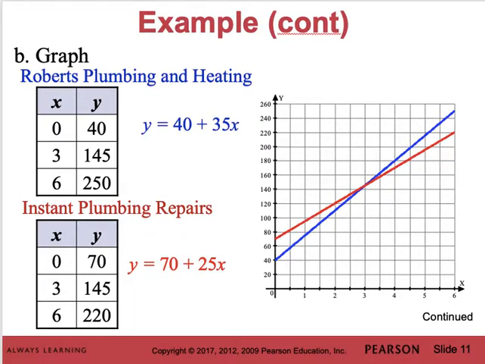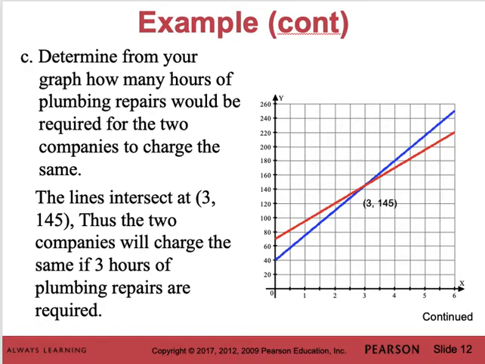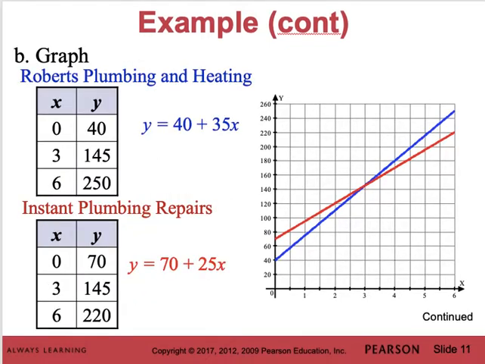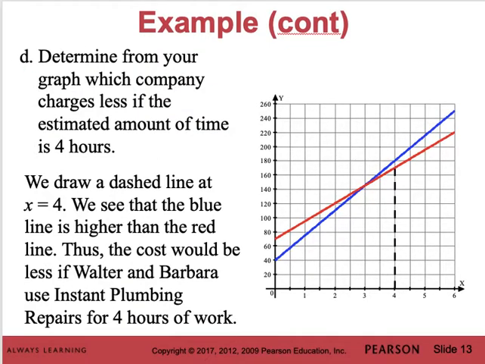And if your work would take less than 3 hours, we would want to pay less amount up front and go with our blue group or our Roberts plumbing. So determine which company charges less if the amount of time is 4 hours. And at the 4 hours, it would be our red line. So thus, the cost would be less if Walter and Barbara used instant plumbing repairs for 4 hours of work.